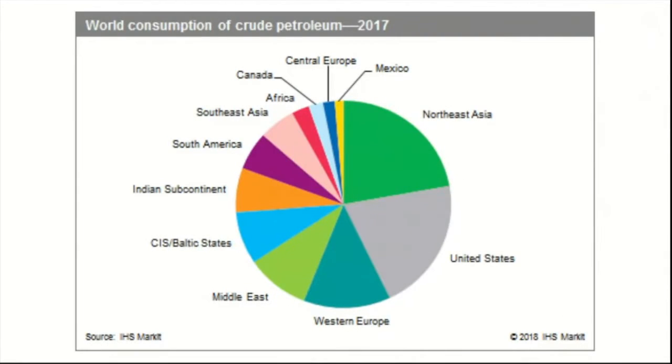The world consumption of crude petroleum. You look at a pie chart like this, and you can see the United States, Northeast Asia, Western Europe, and the Middle East lead the world. And they would ask you for the historical implications of that. Right? And you can talk about industry. You can talk about developing industry. You can talk about strength of economy, right?